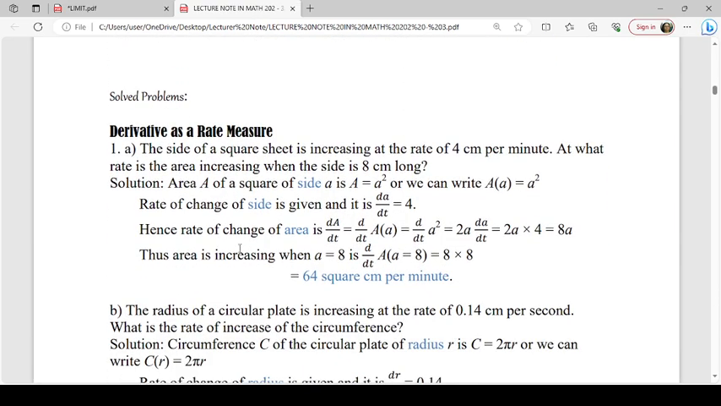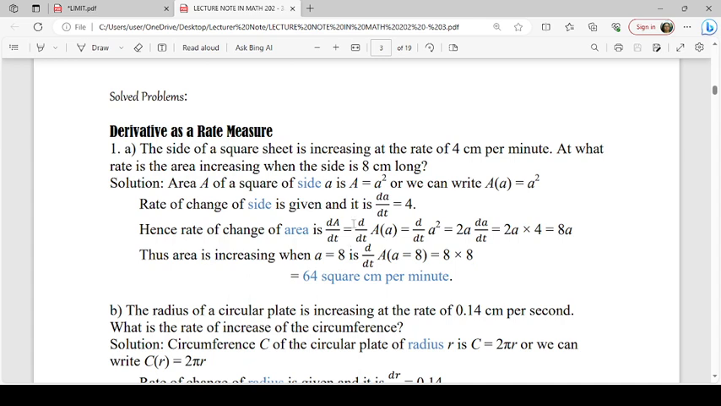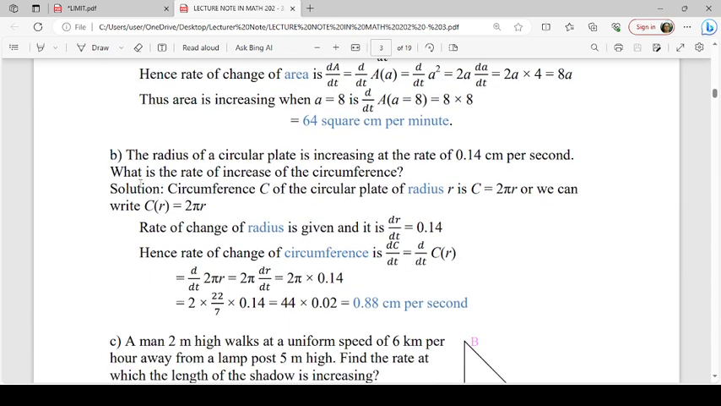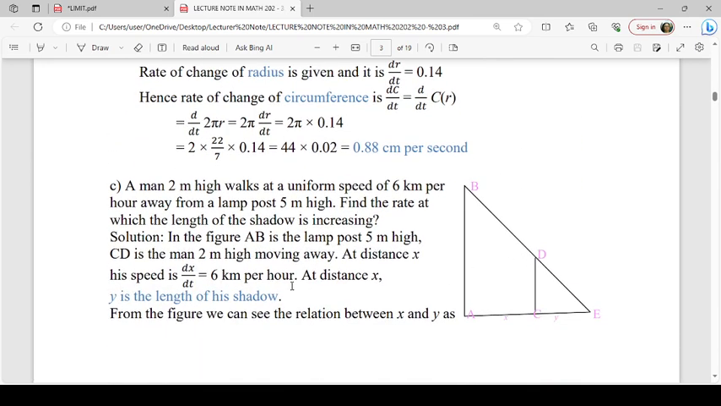And then these are some examples for rate measure. dA/dt is the rate of change of area, for example the area A of a square of side a. So dA/dt means the rate of change of area with respect to time. This is a problem where the radius is changing. So dr/dt, the rate of change of r, is given. Then at what rate is the circumference changing? So these are some examples.